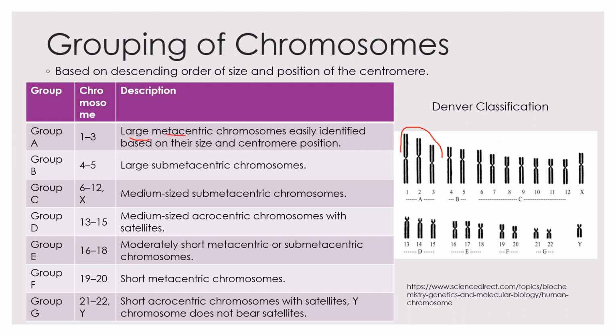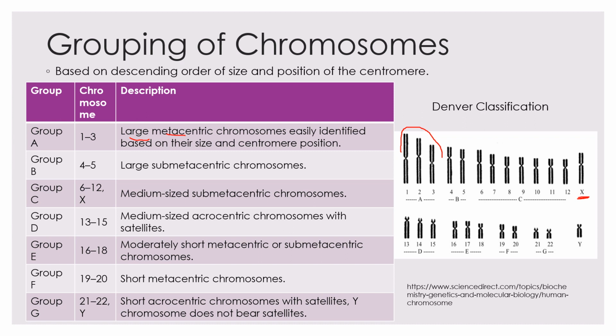Okay. 4 and 5, the P arm and Q arm are not equal. So submetacentric, large submetacentric, classified in group B. 6 to 12 were classified as submetacentric, medium-sized, along with the sex chromosome X. So 6 to 12 along with X is group C.